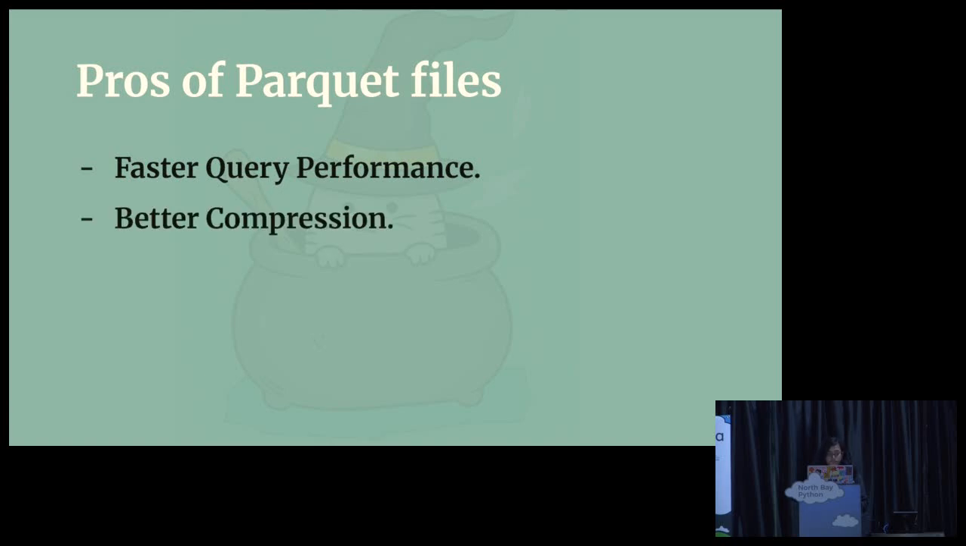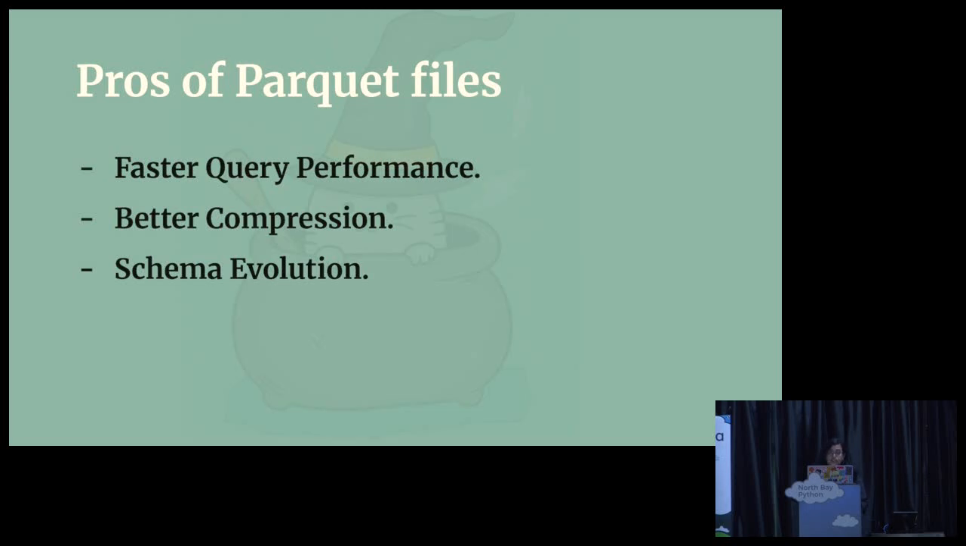Then comes better compression. Columnar storage allows for more efficient compression, which can significantly reduce the size. When I was testing on one of these data sets, I saw that the size was almost half of what you'd expect from a CSV file.